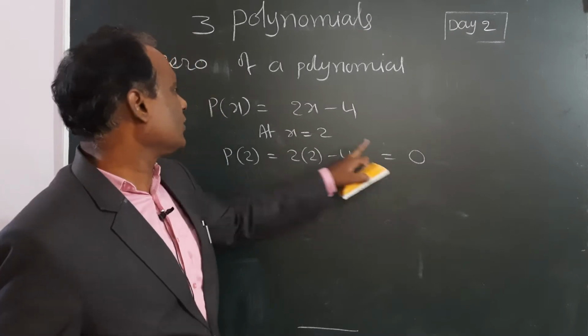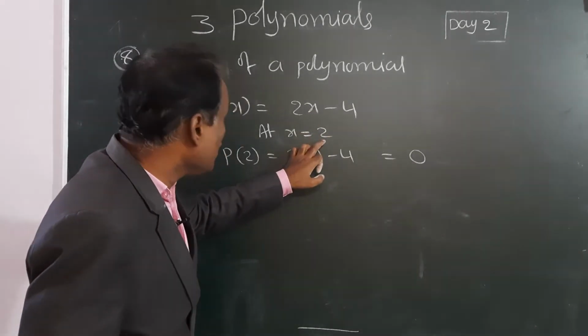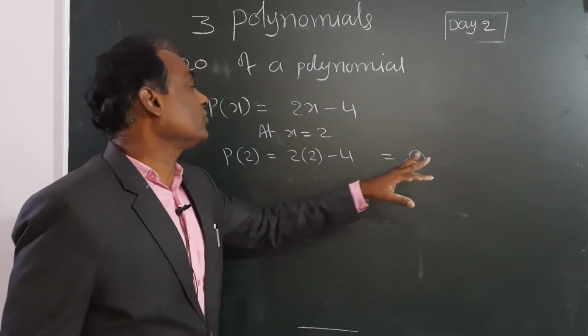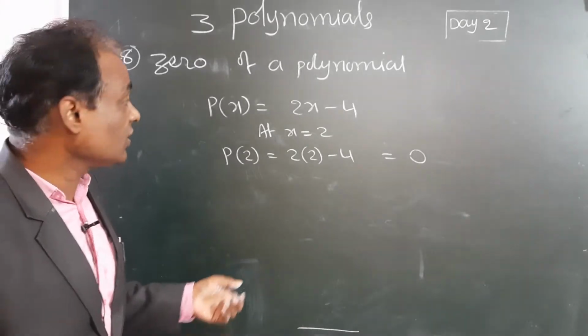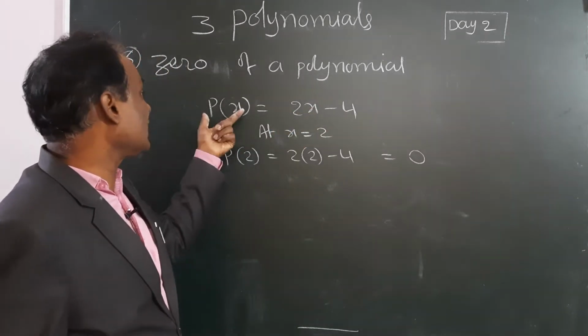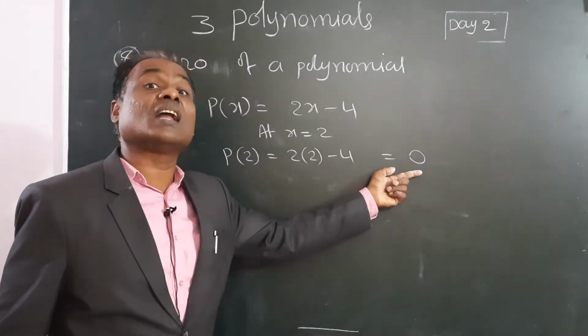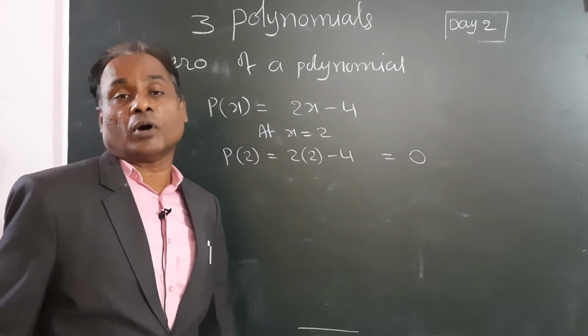When it is becoming 0 for x equal to some value, the value of x for which this polynomial becomes 0 is called zero of the polynomial. Zero of the polynomial means what x value you substitute in place of x so that the answer should be 0. What is that x value? That is called zero of the polynomial.